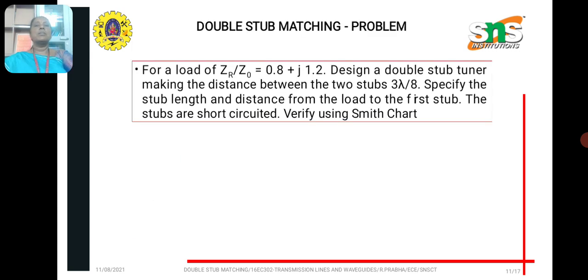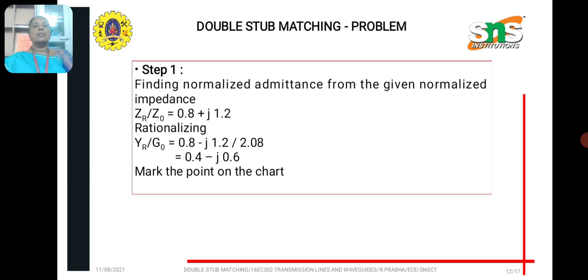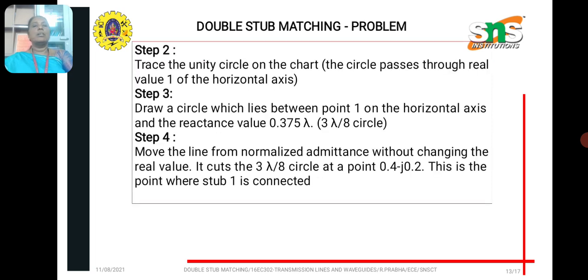In the problem, Zr by Z0 is given directly as 0.8 plus j0.2. The distance between the stubs is given as 3 lambda by 8, and we have to design a double stub tuner. Here yr by G0 is obtained by inverting Zr by Z0. It is 0.4 minus j0.6, which is marked on the chart.